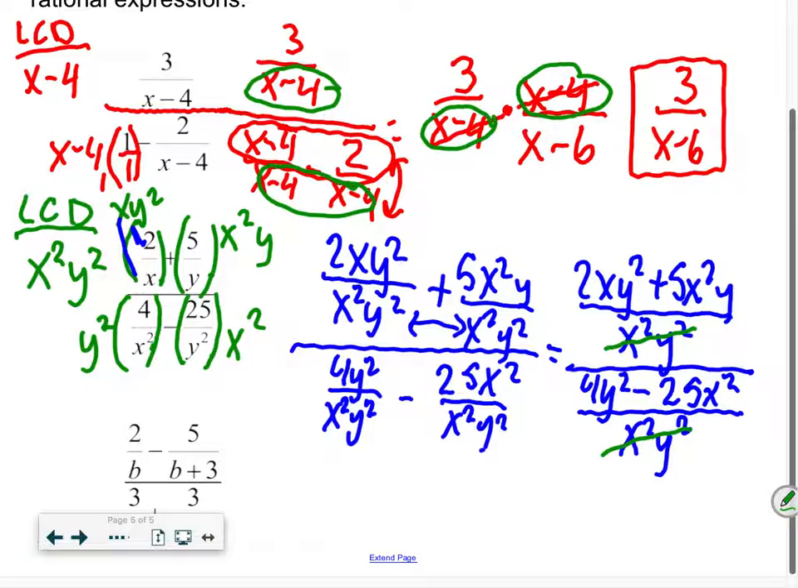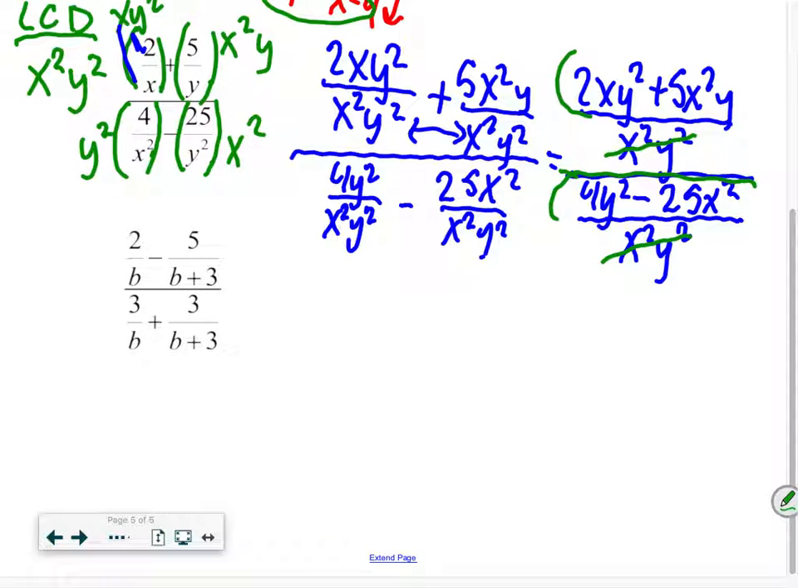So this is our new top over our new bottom. Looking at our new top, what can I pull out of my top? 2xy. I can pull a 2 out. No, 2 does not go out of 5. I can pull an xy out. What am I left with? 2y plus 5x.